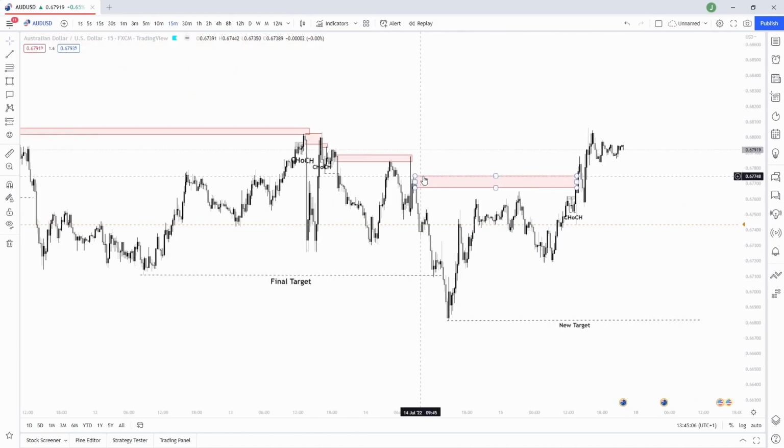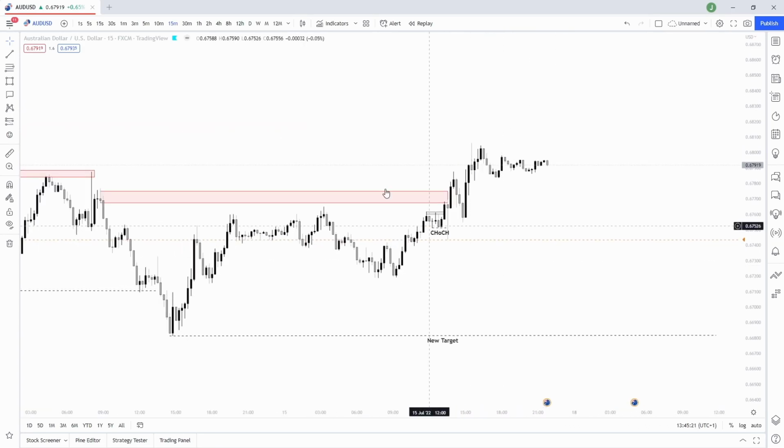Looking inside of here, this was pretty much the only unmitigated buy to sell or supply zone in this region. Price came up to it, created a lot of liquidity below. We induced sellers down into sells by having this change of character lower. We then tapped up into it.